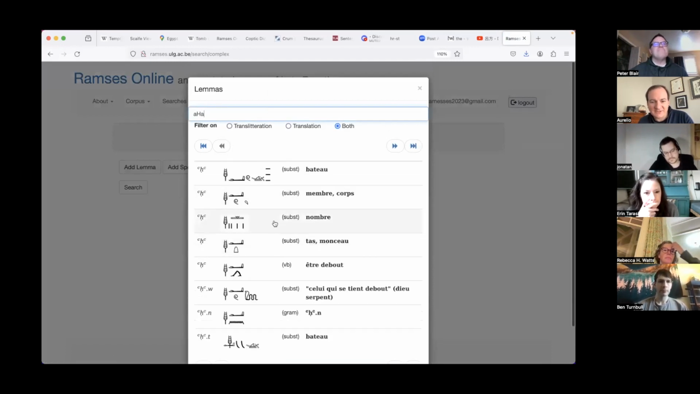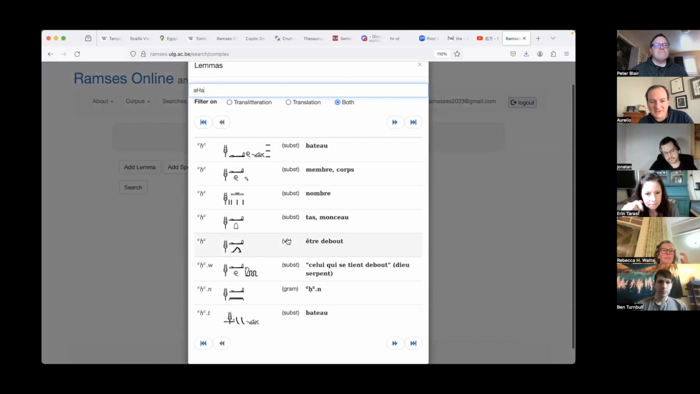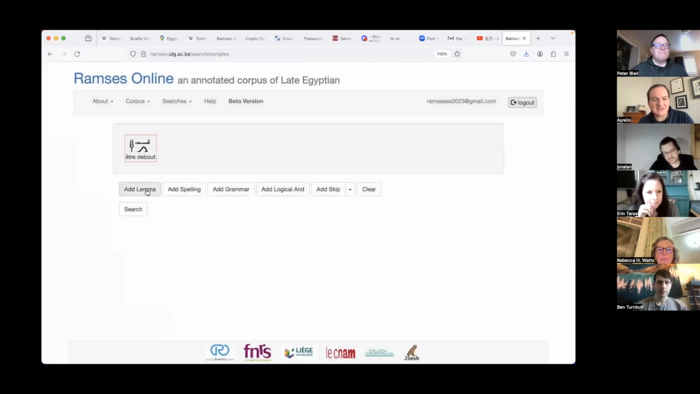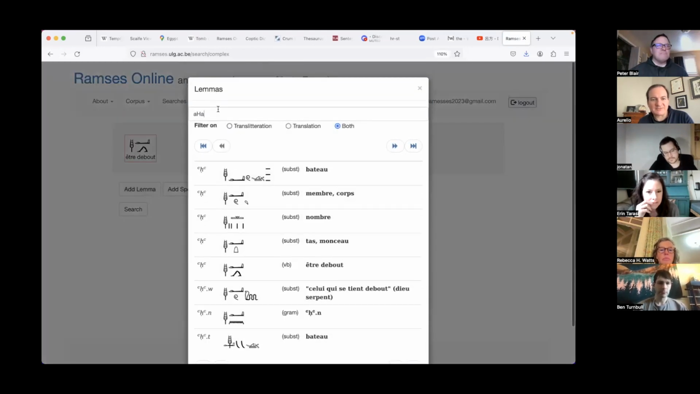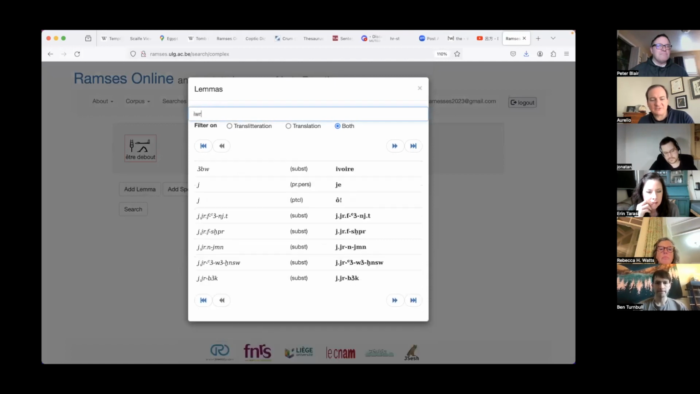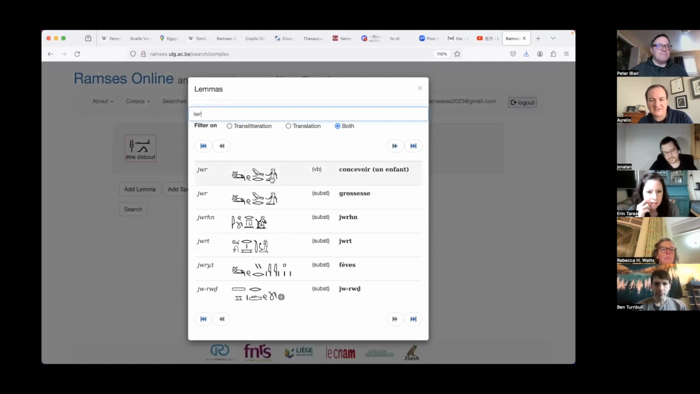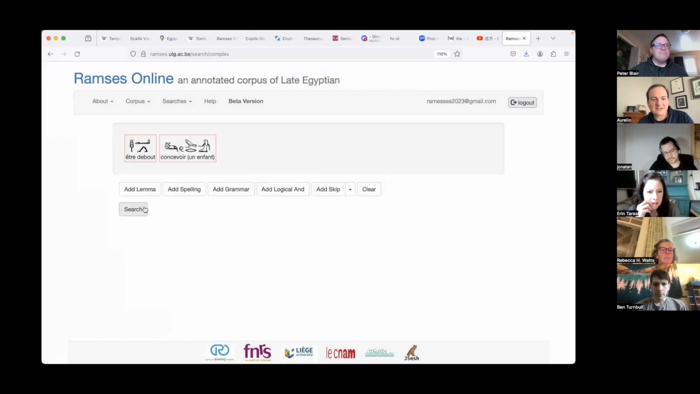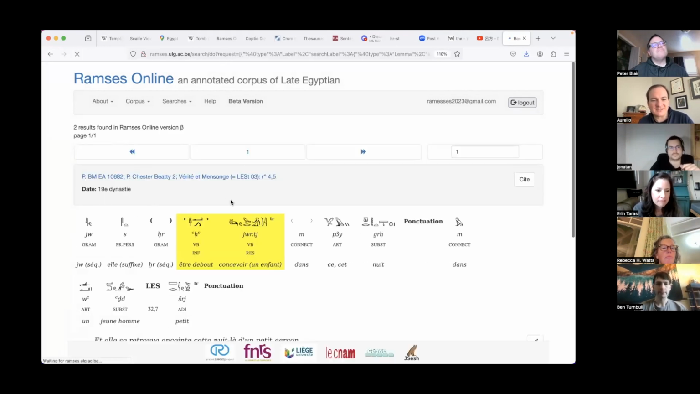I have to pick the right one, so not the ship. Let's take this one, like standing up. And then the next one is to conceive. Let's see if we have any sentence where the two are right next to each other. You can also add skips and other things to make the search more intelligent, but right now I'm looking for them side by side.